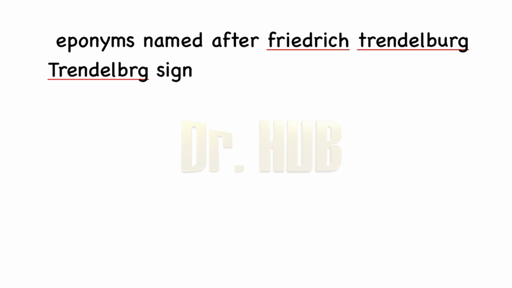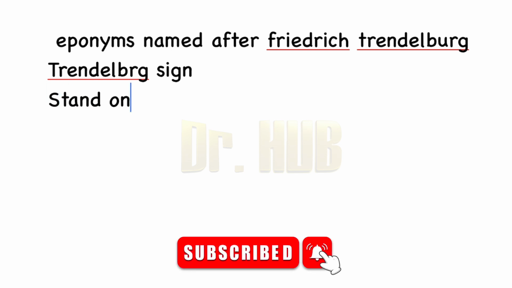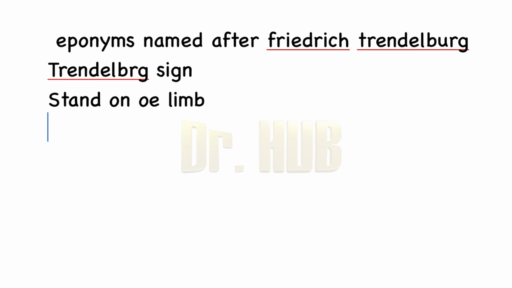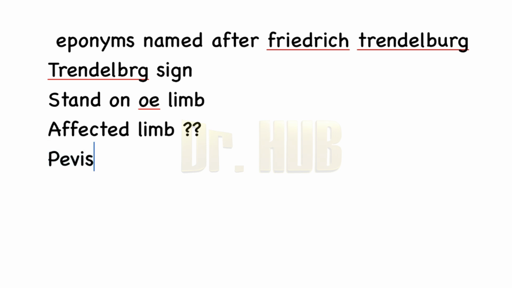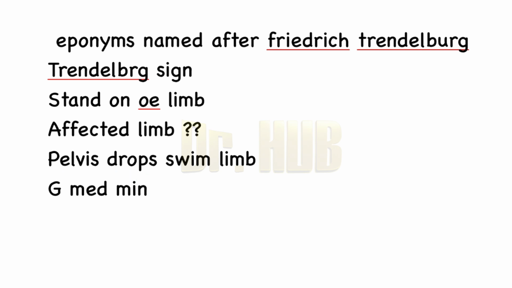This is a sign demonstrated by asking the patient to stand on one leg. When the patient stands on the affected limb, the pelvis severely drops over the swing limb. This is seen in paralysis of the gluteus medius and minimus, and in dislocated hip and fracture of the neck of the femur.